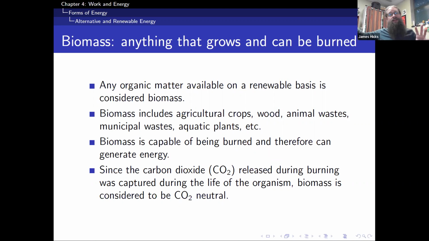So you burn coal or oil, releasing carbon that's been kind of hidden away down in the earth for millions and millions of years, and that's kind of adding more to what we already have. When a plant grows, it sucks carbon dioxide out of the atmosphere to live. When you burn that, you're releasing some of that back in, but that's technically CO2 neutral. And that's a benefit.